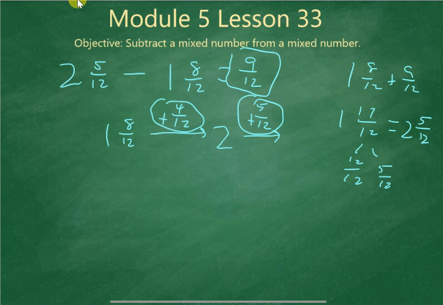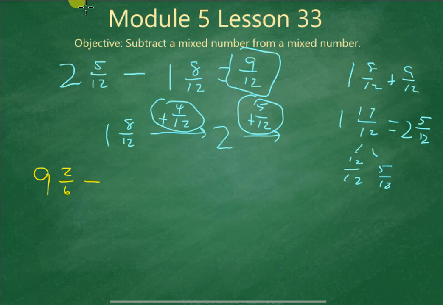But what if we didn't have any whole number in our answer? What if we had a bigger whole number in our answer? Try this one using the arrow method on for size. Try 9 and 2/6.